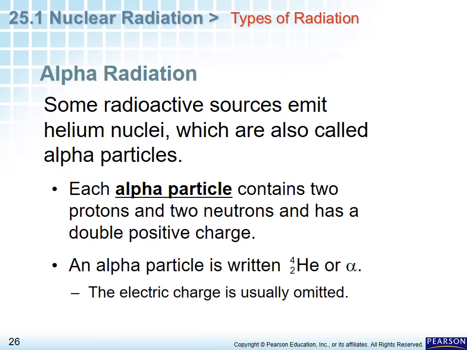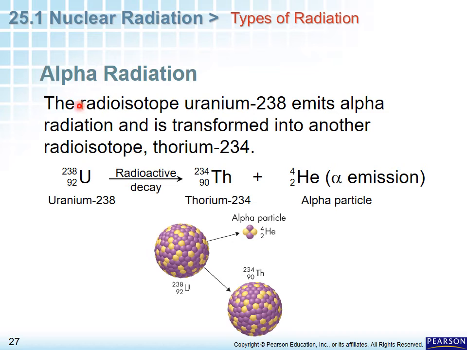electron, proton, or alpha? The answer will be alpha, because alpha particles contain 2 protons and 2 neutrons. Now the alpha particle is written as 2 and 4 or alpha. The electric charge is usually omitted. So the isotope uranium-238 emits alpha radiation and is transformed into another radioisotope, thorium, which is 234. From 238 it becomes 234, meaning 4, which is helium.